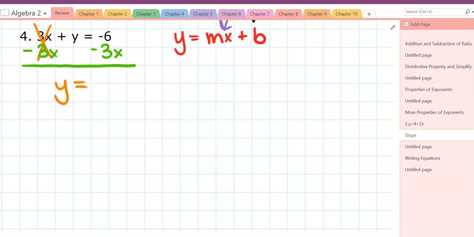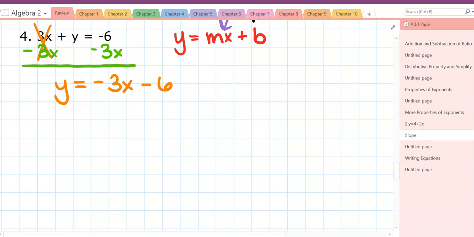So we need to write it, though, in that mx plus b form. That way you don't get your slope and your y-intercept confused. So you always want the x term to come first, so that's going to be that minus 3x. And then you want your b term, which is going to be negative 6 because it has that negative sign in front of it. So make sure you write minus 6.